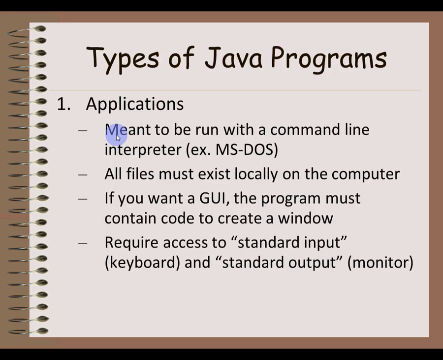When we work with Java, there are two major types of program groupings. The first one is the one we'll focus on in this class. It's called an application. An application program is basically like any program you normally run on your computer. It's meant to be run with a command line interpreter, which means it runs out of MS-DOS, or the CMD prompt window. In order to do this, all of the files must exist locally on your computer. And if you want to have a graphical user interface, the program must contain code to create that window within it. And if you want to run a program as an application, you also have to have access to some form of standard input, like the keyboard, and standard output, like the monitor.